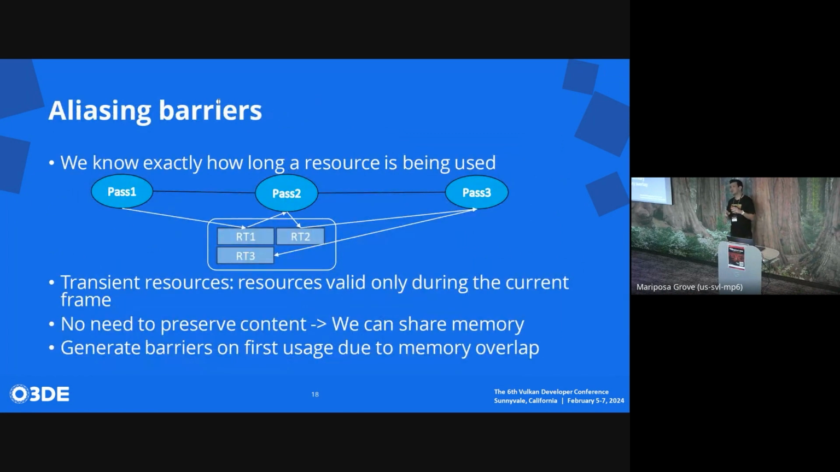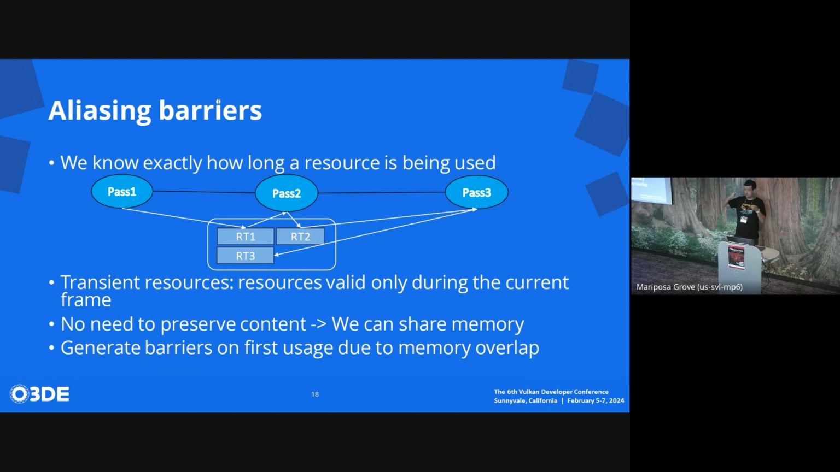O3DE supports two types of resources, transient and permanent. Transient resources do not outlive the length of a frame, meaning that after the frame finishes, we don't really care about their content. But from the frame graph, we know exactly when a resource is going to start being used and when it ends being used. So after a transient resource finishes being used, we can reuse that same space to create another resource to take advantage of the same space. This is where the aliasing comes in.